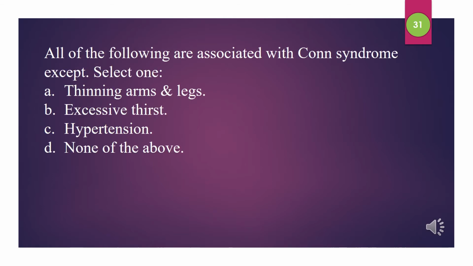All of the following are associated with Conn syndrome except: A. Thinning arms and legs. B. Excessive thirst. C. Hypertension. D. None of the above. The answer is A. Thinning arms and legs.